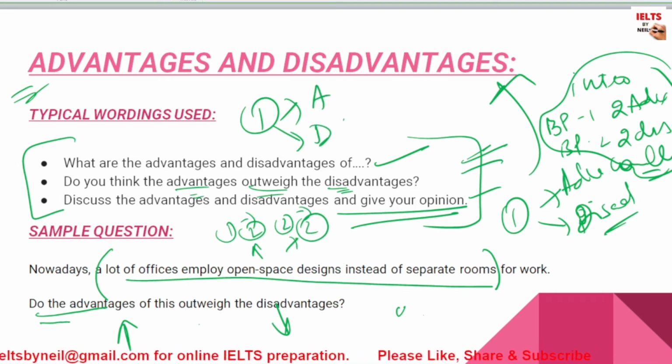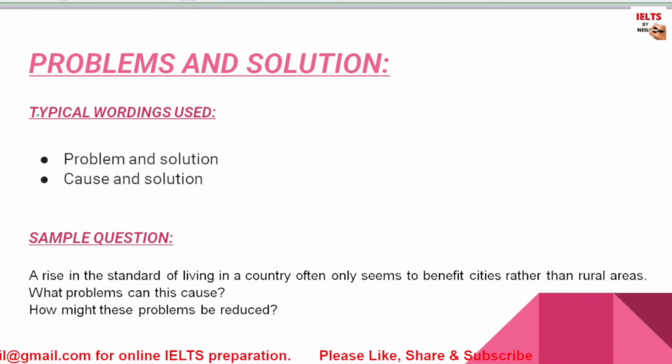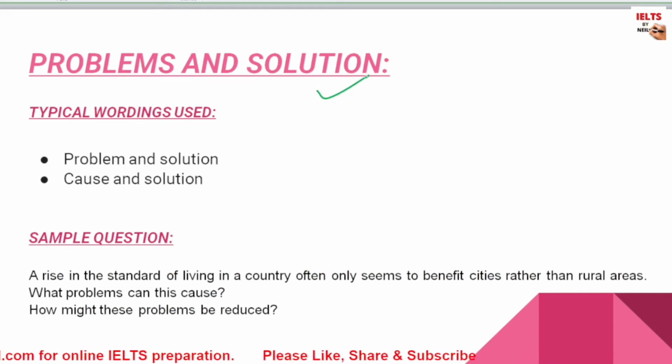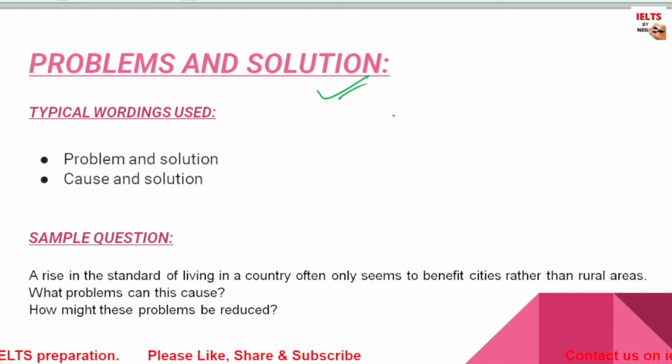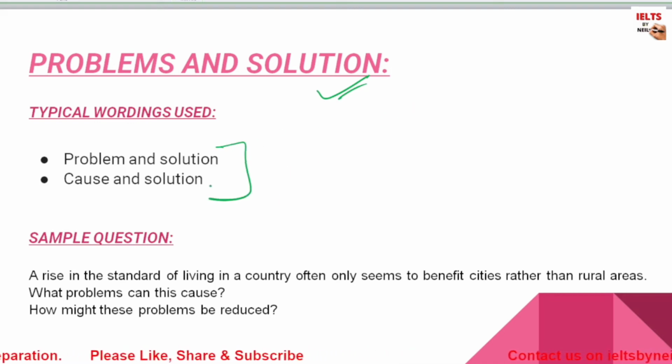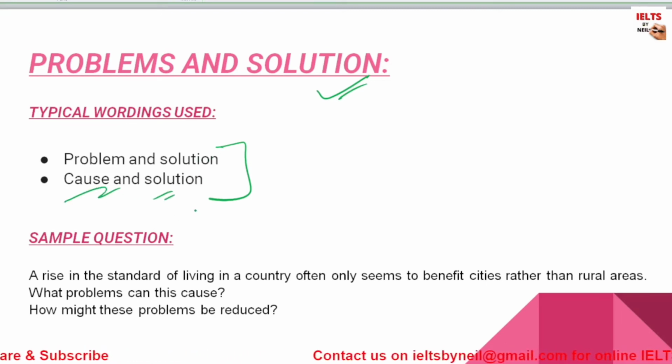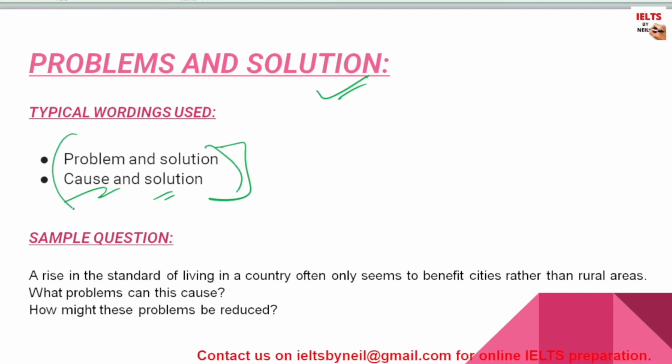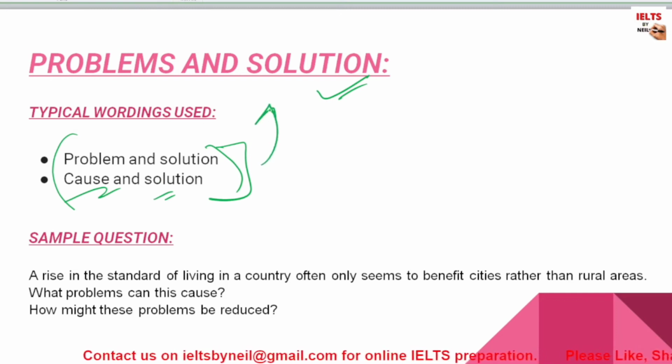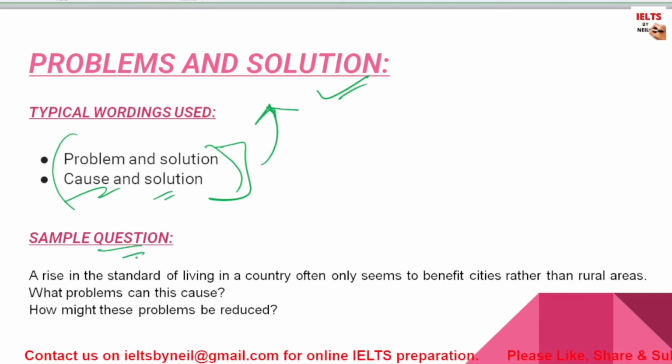Moving on to the third type, that is problem and solution. Okay, as the name is telling you that it is a problem and solution essay. So problems are being asked and you have to provide solutions also. So you will have some words like this: problem and solution, or causes and solution, okay, or how the problems can be solved. So any words related to these words, you know that there is a problem and solution essay. Okay, let's take an example of this.